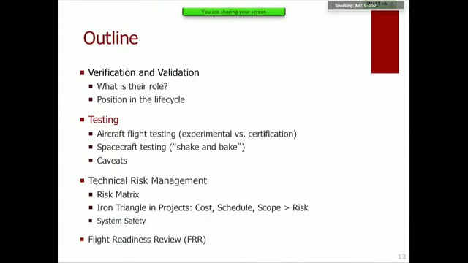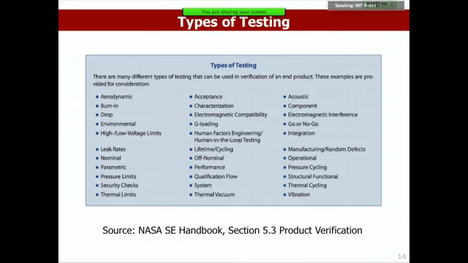Okay, so with that in mind, let's talk about testing itself, what kind of testing there are. Testing is one of the four methods of verification, and it's the one that we often spend the most money on. This is from the handbook, section 5.3. This is basically an alphabetic list of the kind of testing that we typically do. I'll just highlight a few here, and then I have a group exercise for you.